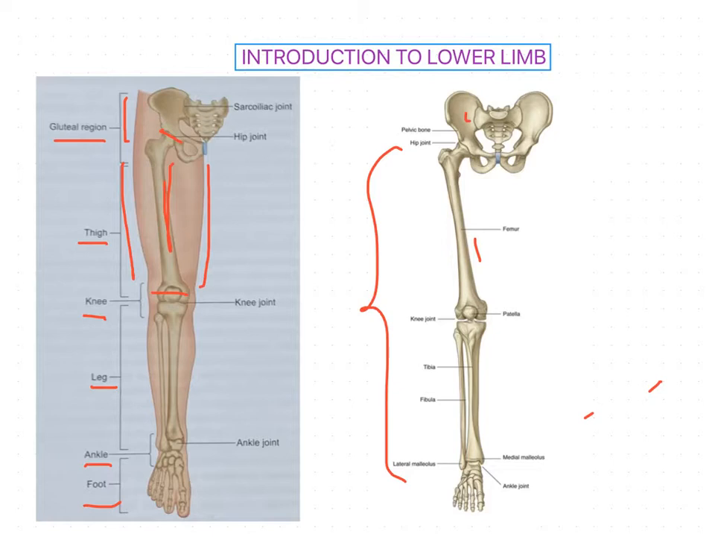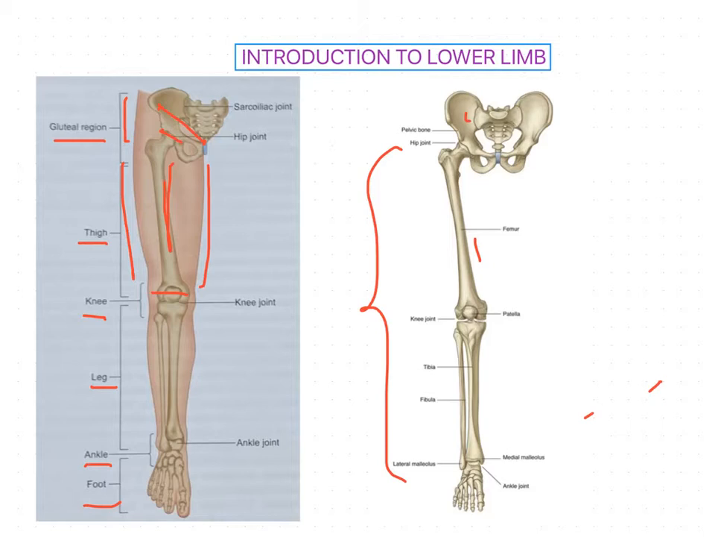The part of the front of the thigh immediately inferior to the inguinal ligament is called the subinguinal region. As we know, the inguinal ligament is attached from the anterior superior iliac spine to the pubis, isn't it? So the region just below the inguinal ligament in the front of the thigh is called the subinguinal region. Now we'll see the gluteal region.